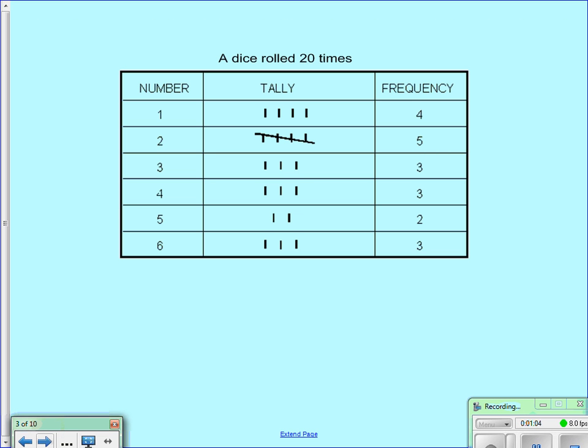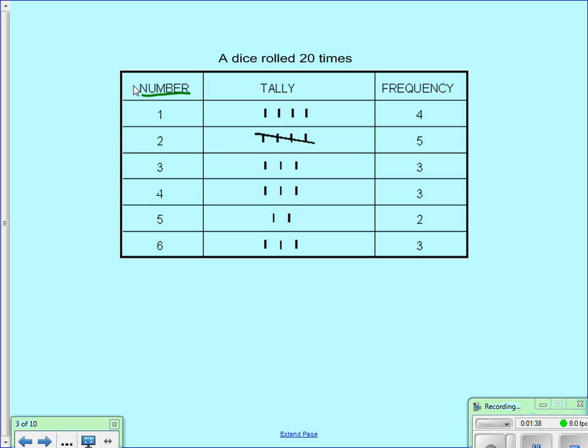Here's a frequency table for a dice rolled 20 times. You can see on this side you have the number, which is the numbers on the dice: 1, 2, 3, 4, 5, and 6. The next column, we have the tally marks. We put a tally, a little dash, every time the 1 rolled, every time the 2 rolled, and the 3, and the 4, and the 5, and the 6. Keeping track as I'm going through, collecting the data.